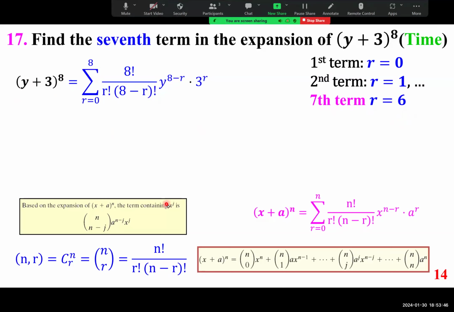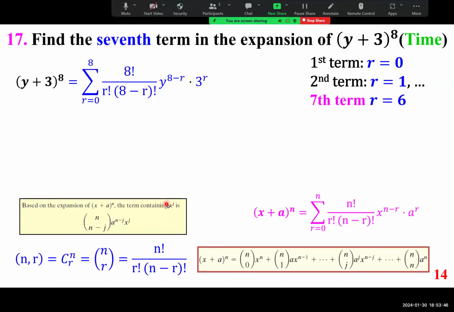In any event, let's replace the seventh term in the following manner. Okay, r is 6. Replace the r with 6. That's all. So this is 8 factorial over 6 factorial times 2 factorial. This is y squared. This is 3 to the power of 6, because it's 8 minus r for y, and r for the 3.